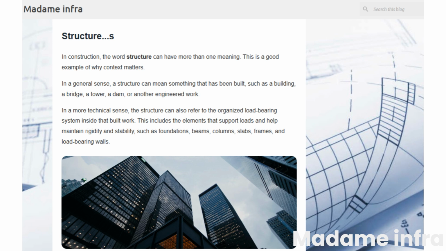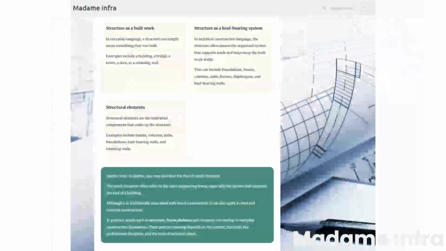Structure. In construction, the word structure can have more than one meaning. This is a good example of why context matters. In a general sense, a structure can mean something that has been built, such as a building, a bridge, a tower, a dam, or another engineered work. In a more technical sense, the structure can also refer to the organized load-bearing system inside that built work. This includes the elements that support loads and help maintain rigidity and stability, such as foundations, beams, columns, slabs, frames, and load-bearing walls.